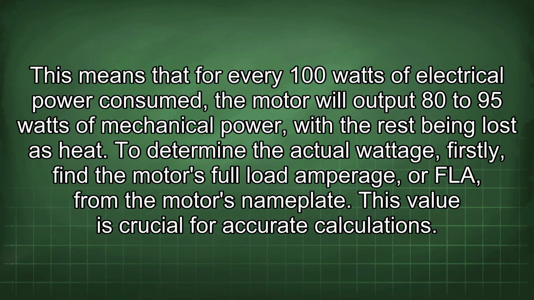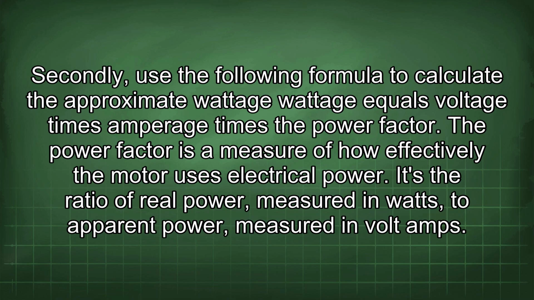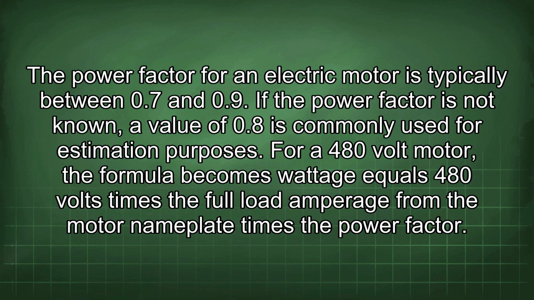To determine the actual wattage, firstly, find the motor's full load amperage from the motor's nameplate. This value is crucial for accurate calculations. Secondly, use the following formula to calculate the approximate wattage. Wattage equals voltage times amperage times the power factor. The power factor is a measure of how effectively the motor uses electrical power. It's the ratio of real power, measured in watts, to apparent power, measured in volt-amps. The power factor for an electric motor is typically between 0.7 and 0.9. If the power factor is not known, a value of 0.8 is commonly used for estimation purposes.